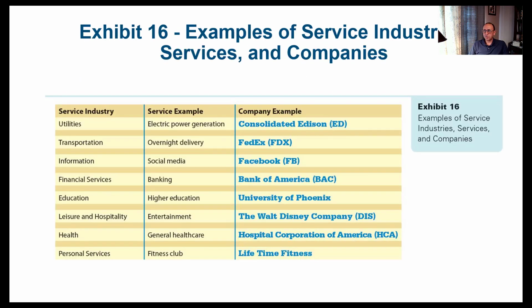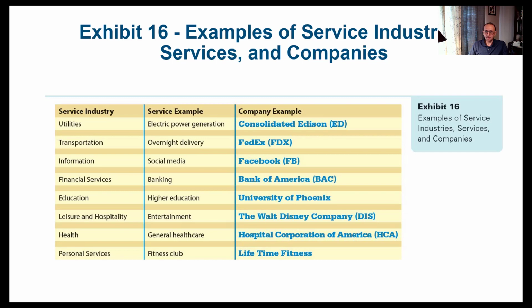Some examples of service industries and the companies, just to be aware of what we're talking about. We have things like utilities, the electric power generation. A company example would be Consolidated Edison. Transportation, they usually provide overnight delivery, FedEx. Information would be something like a social media kind of service, Facebook and Twitter and some other things. Financial services, they provide banking, Bank of America, Chase, Wells Fargo.